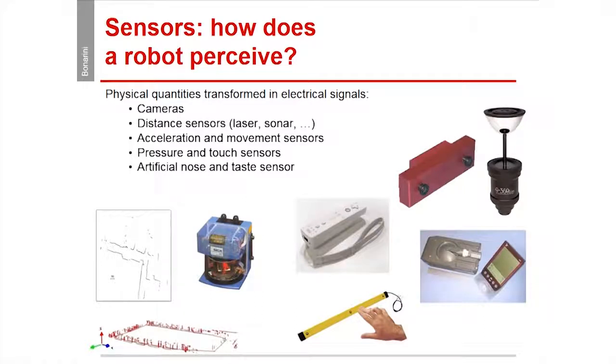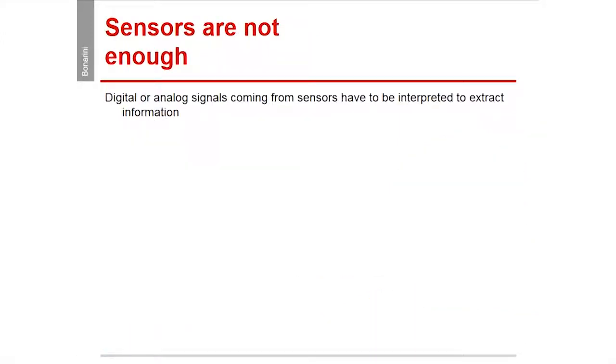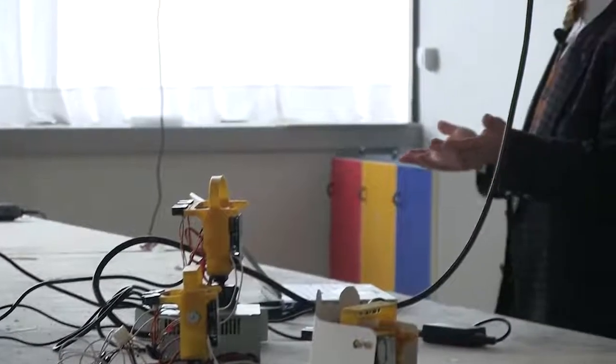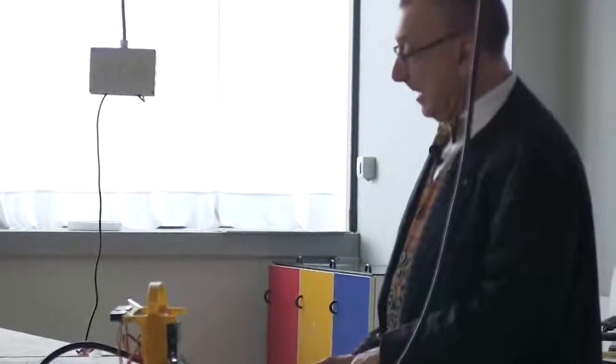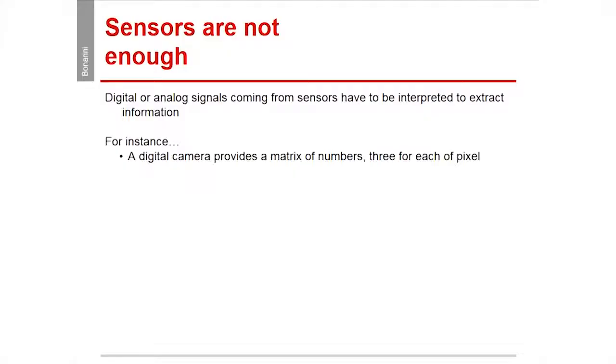And then we may have also an artificial nose or taste. We can do strange things with robots, and many kinds of sensors. But once we have information from sensors, we have an electrical signal, which may be analog, so something that changes with time, or maybe a number, so digital. And we have to interpret this information. So this is just an electrical signal. We have to understand what this is.